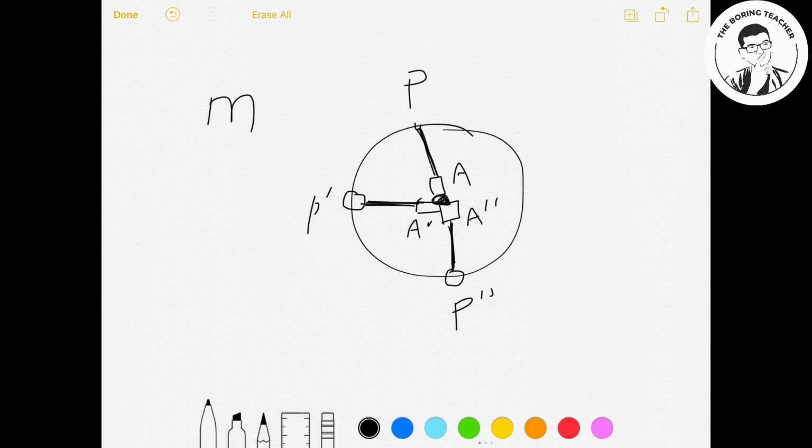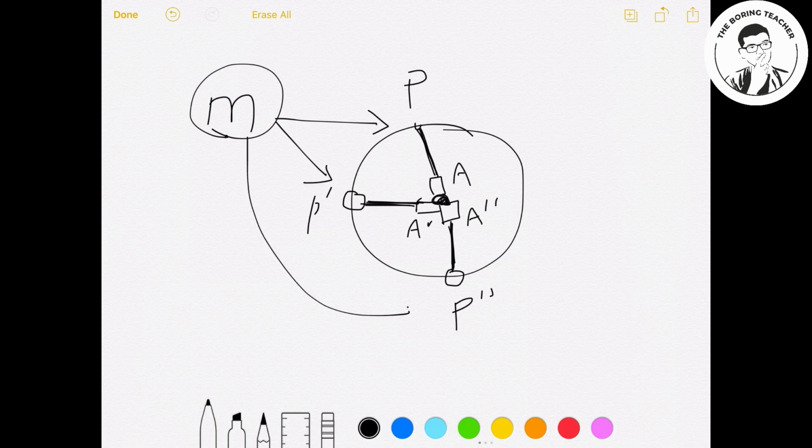But for the person standing at M, first the particle was at P, then the object came at P double dash, then it came at P dash, P double dash, like this. It means for the person standing at point M, the particle is changing places. But for the person standing at the center of the merry-go-round, the position of the particle does not change, it remains the same.